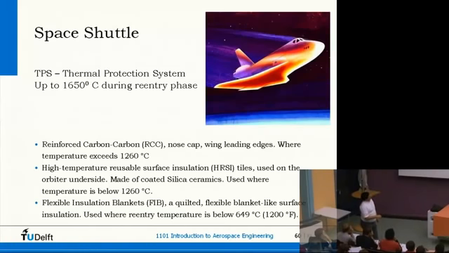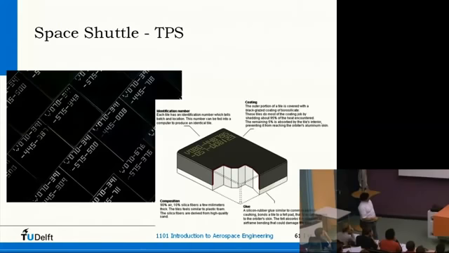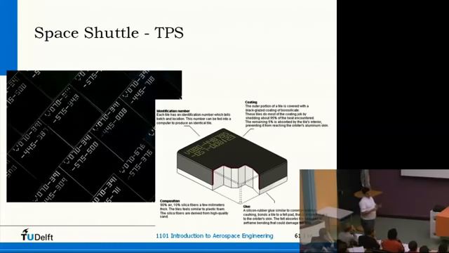A lot of tiles are used on other areas where the temperature is not that high, or insulation blankets. Here you see, for instance, one of the tiles. The tile has a foam-like structure in between, so it is very much isolating the inner structure. Takes up some heat, but there is a lot of silica. Well, here you can read what kind of materials are used.